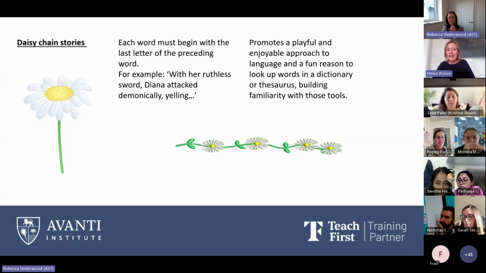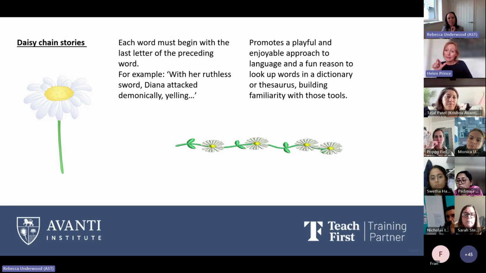Daisy chain stories are a fun idea that just builds a joy of words and builds the joy of finding the right word. It simply is that you start the next word with the letter that ends the word that precedes it. So each word must begin with the last letter of the preceding word. So with her ruthless sword, Diana attacked demonically, yelling. So every word that comes next starts with the letter at the end of the word before it. That's good. It's just playing with language, playing with ideas.